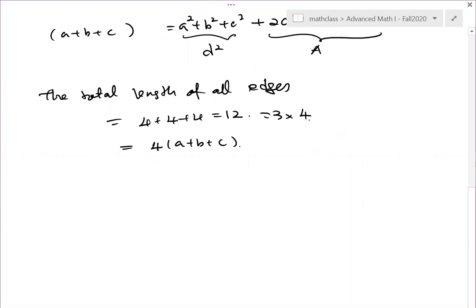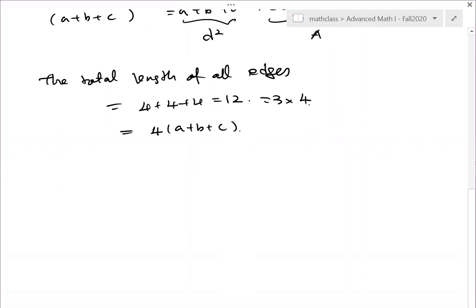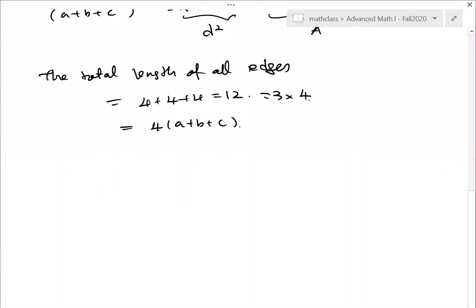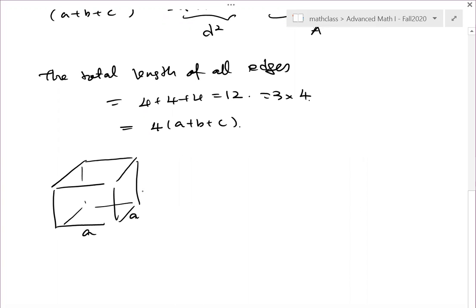Now, this is the formulas, and we can use it. Okay, so it's a special case. It's a cube. Let's take a look at the cube. The cube is all the edges are same. Okay, so the volume is going to be A cubed, right?